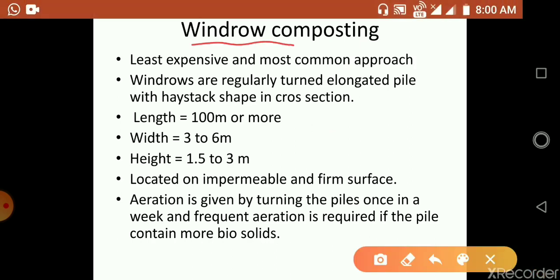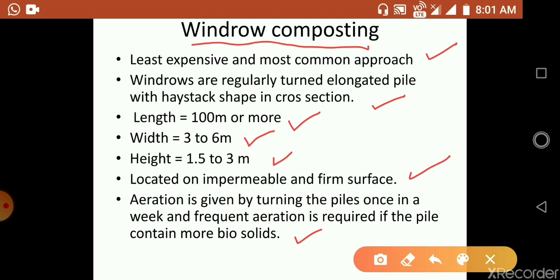The first type is windrow composting. It is the least expensive and the most common approach in the composting process. Windrows are regularly turned elongated piles with a haystack shape in cross section. The length is 100 meters or more, width 3 to 6 meters and height 1.5 to 3 meters. It is located on an impermeable and firm surface. The aeration is given by turning the pile once a week, and frequent aeration is required if the pile contains more biosolids. This type of composting takes place in the presence of oxygen.